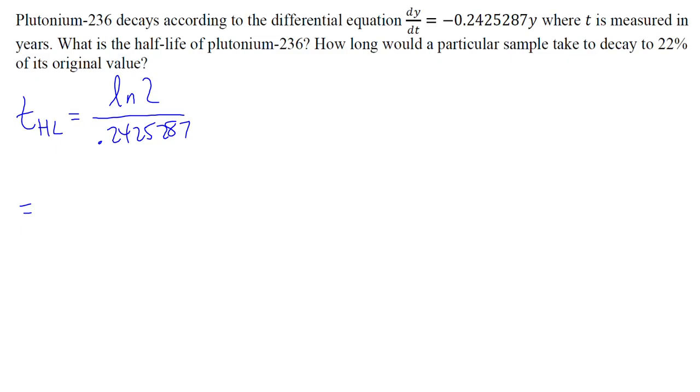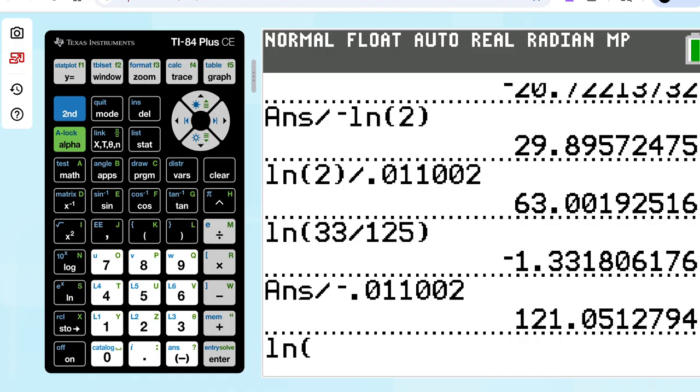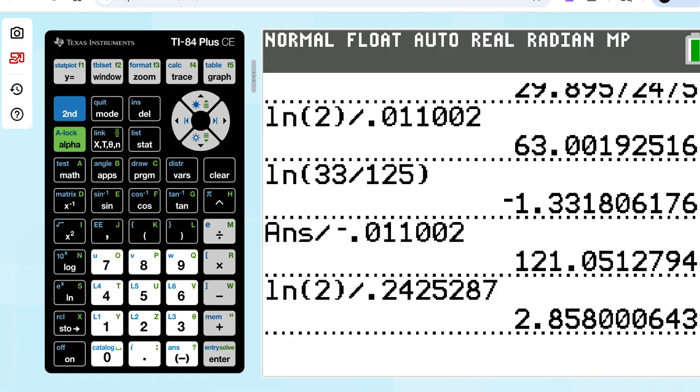So first we'll find that, natural log 2 divided by 0.2425287, which gives us 2.858 years.